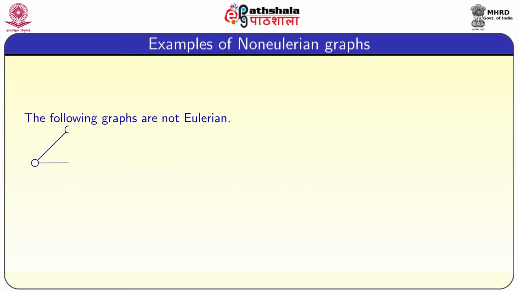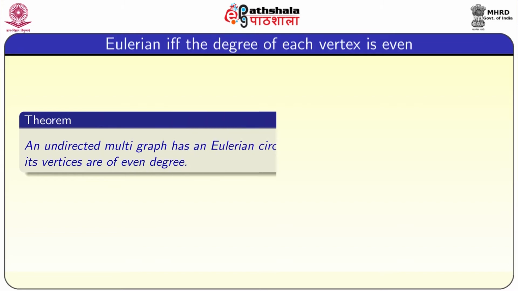And the following graphs are not Eulerian. For the first graph it is easy to see there is no cycle here, so clearly it is not Eulerian. The other two can also be checked easily: start at any vertex and visit all the edges and come back to the original vertex, that is not possible. So all these three are not Eulerian graphs.